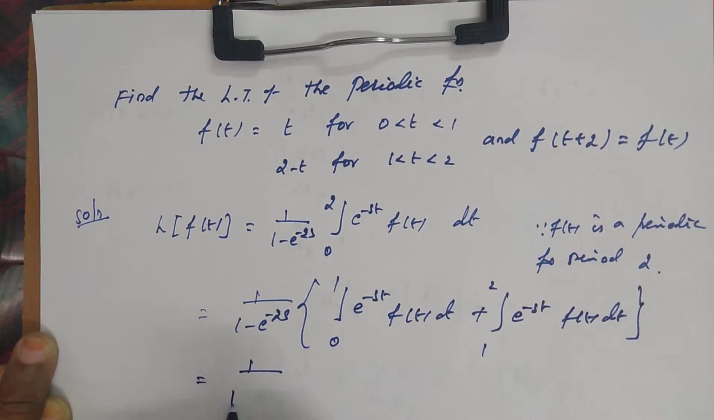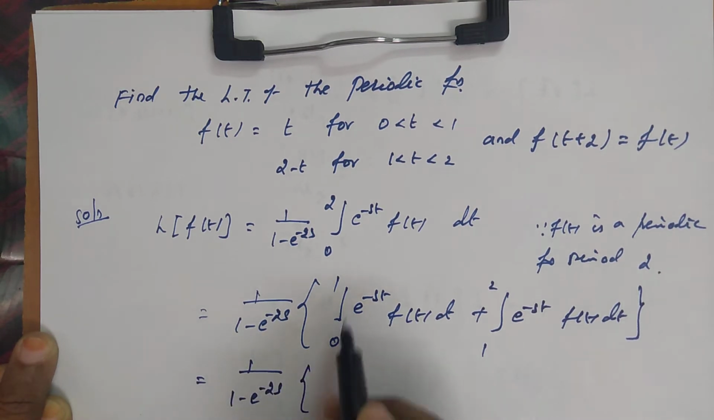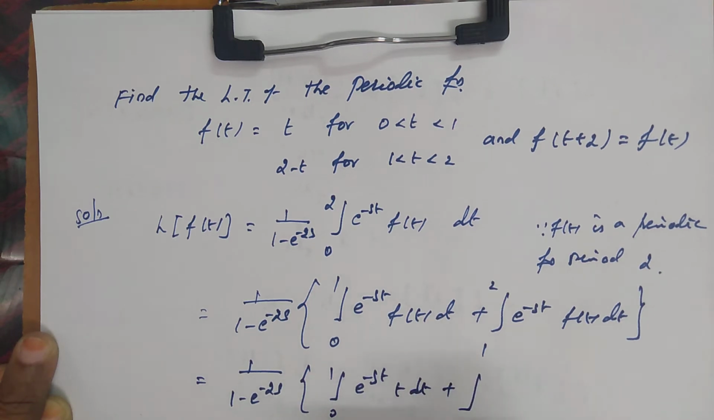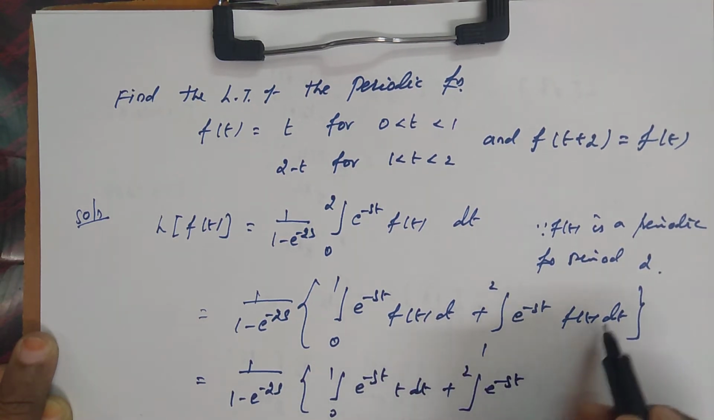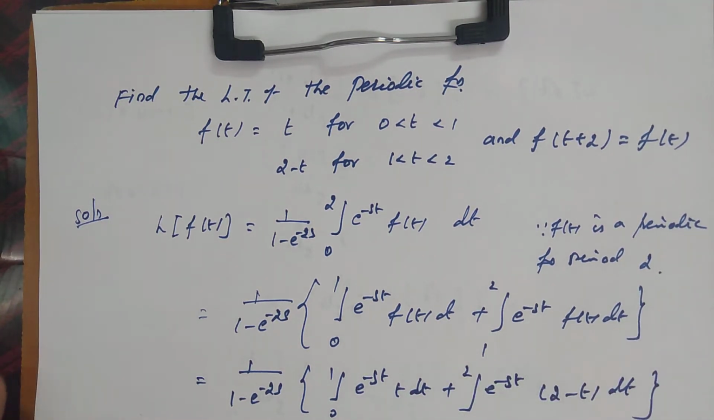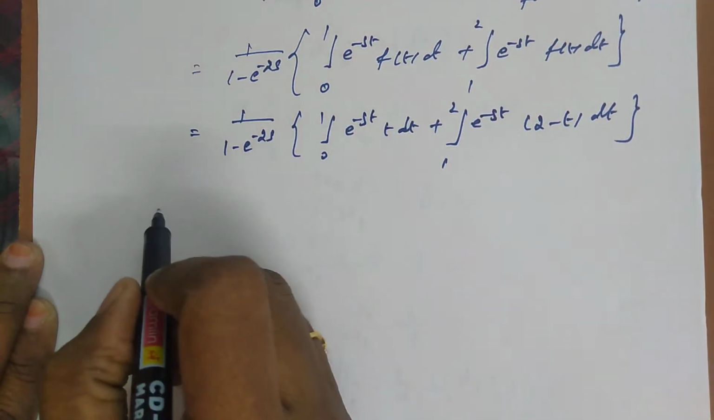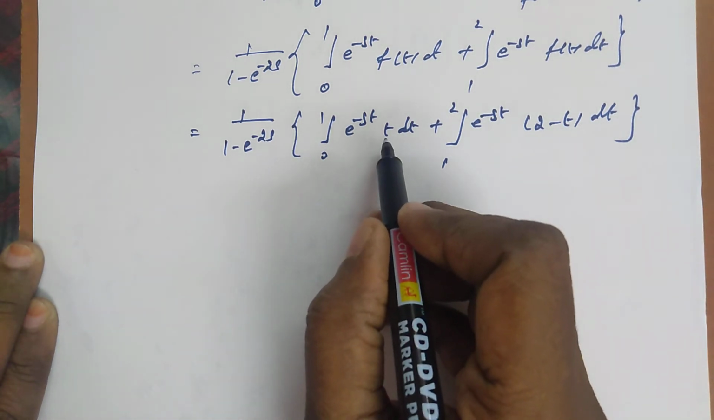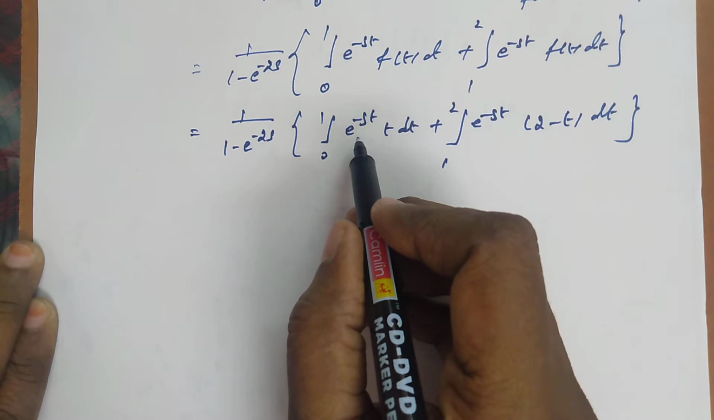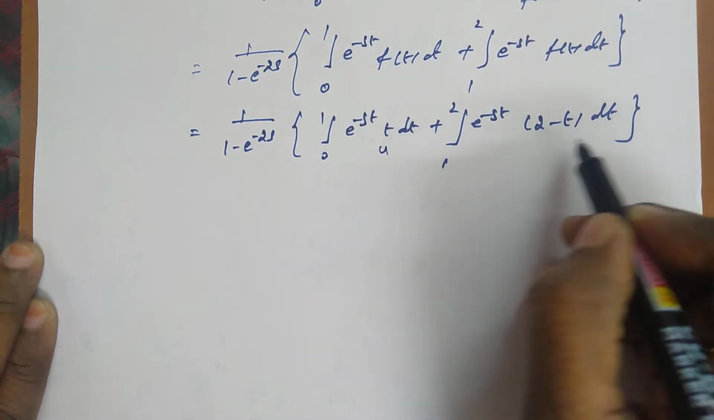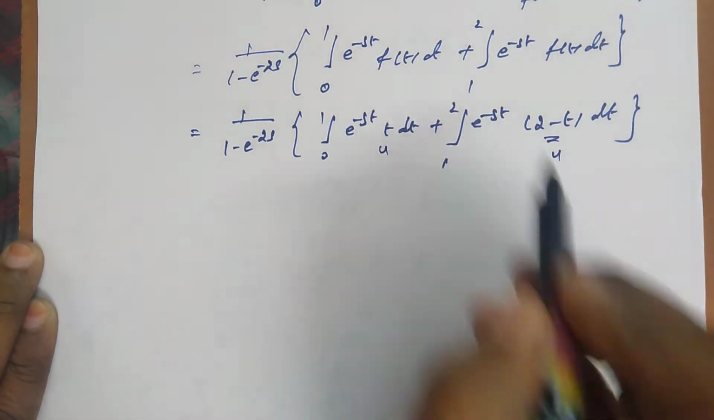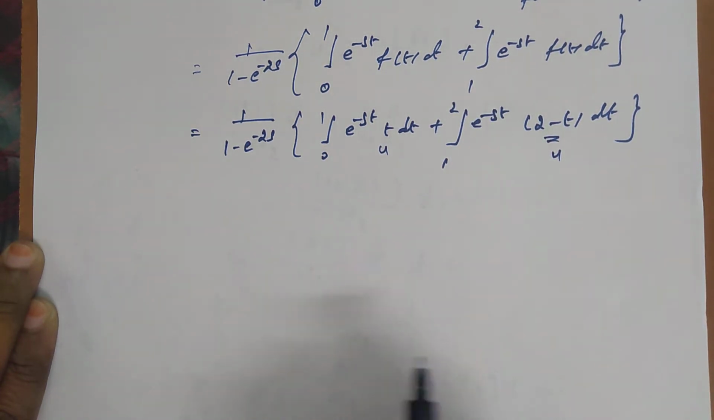Now 1 by 1 minus e power minus 2s times the integral in the interval 0 to 1 of e power minus st f of t, where f of t is t as given in the question, plus the integral in the interval 1 to 2 of e power minus st times f of t, which is 2 minus t, dt. Now we are going to integrate this using Bernoulli's result. Here we take the differentiable term as u and the integrable term as v. So u means we have to differentiate, and v we have to integrate.